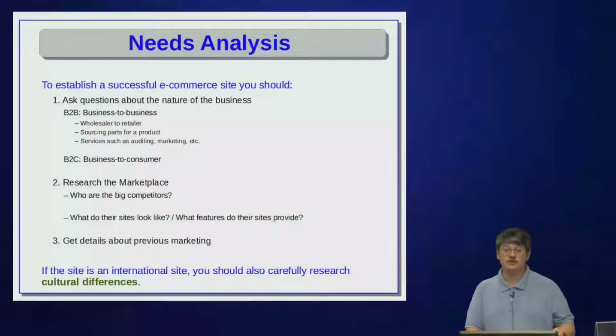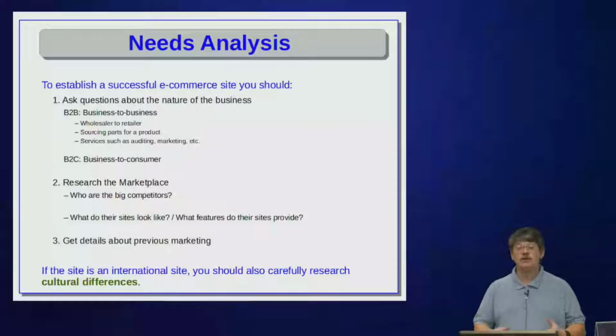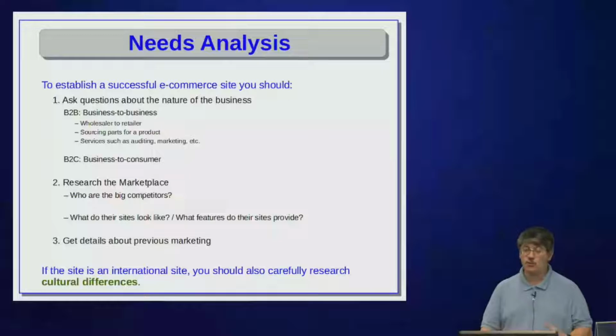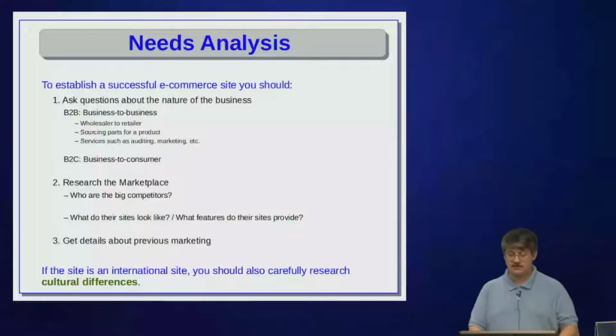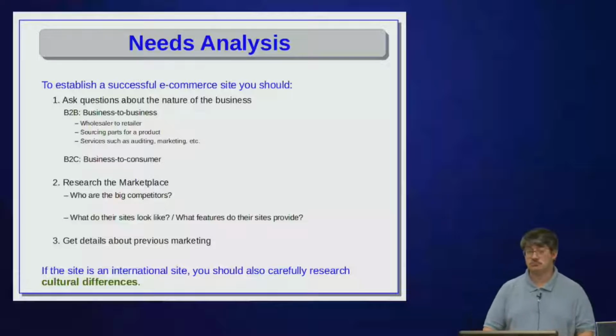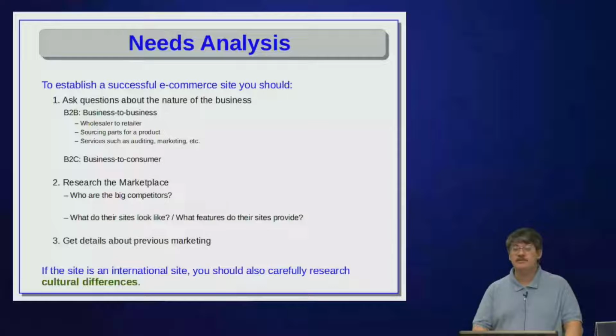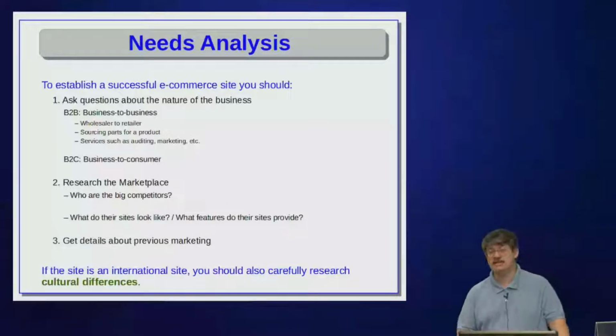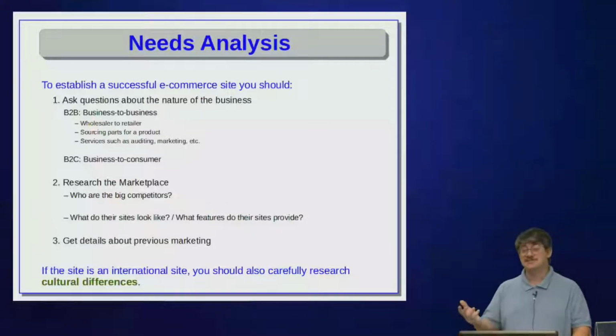Second thing that we should do is research the marketplace. Who is our market? Who is going to be buying our product? But also, who are our competitors and what are they doing? What do their sites look like? What features do their sites provide? Maybe we want to provide the same features. Maybe we don't. And finally, you should always get details about previous marketing attempts so you don't repeat the mistakes of the past and so that you can steal successful ideas and reuse them.